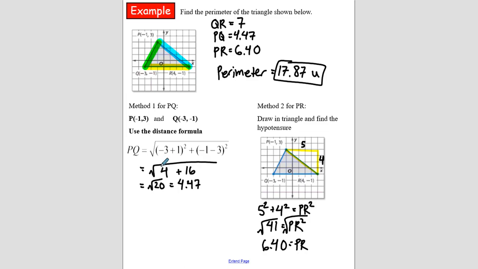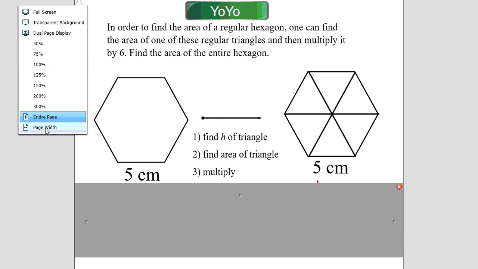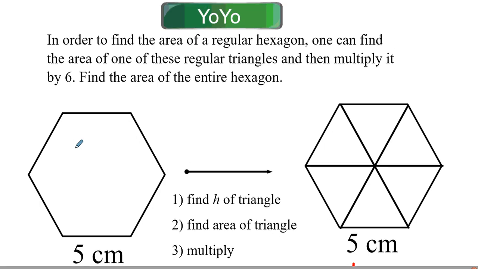So you can either use the distance formula or just draw in a right triangle and then do the Pythagorean theorem. It's the exact same as the distance formula. You're just doing some of the computation in your head. I'm going to ask you to try, and then that'll be it for this lesson.